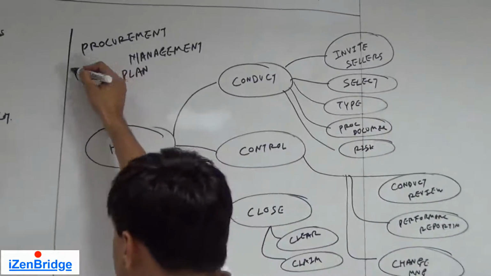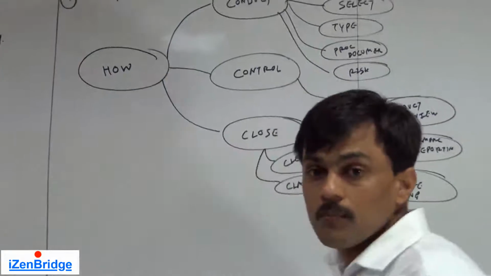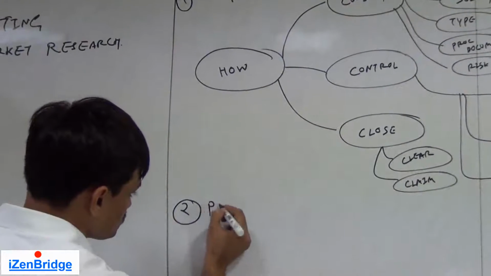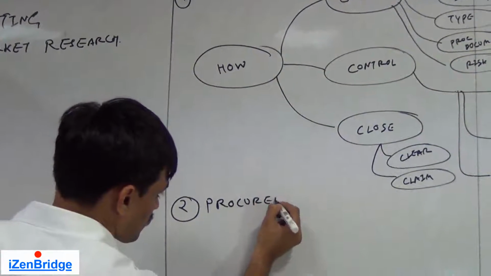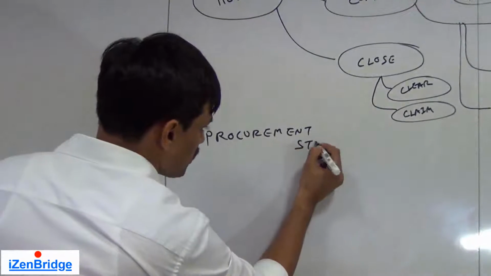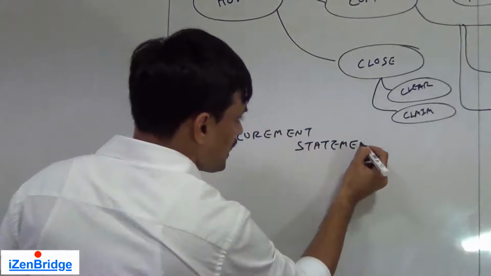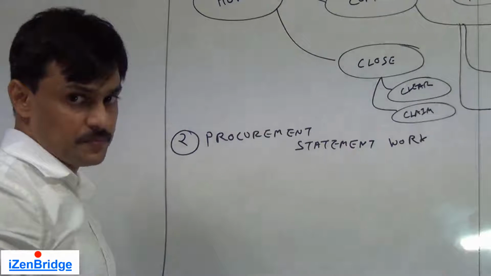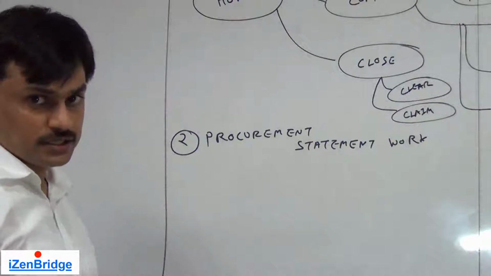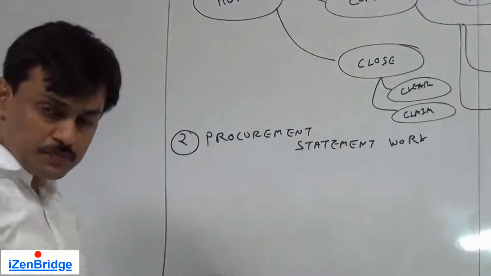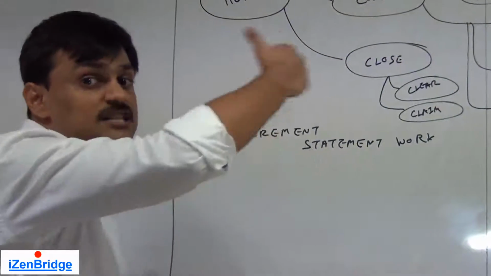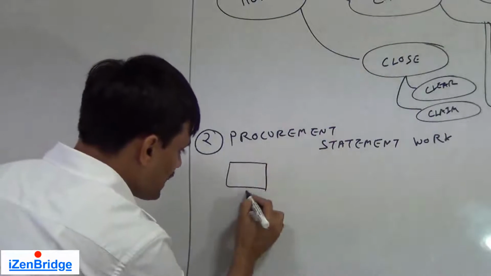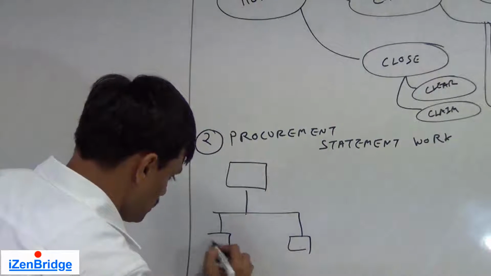Now the other output which is equally important is procurement statement of work. Now procurement statement of work is, you can visualize, a group of statements, a group of scope statements which can trigger a contract. So you may have 3-4 procurement statements of work and each would be triggering a respective contract.